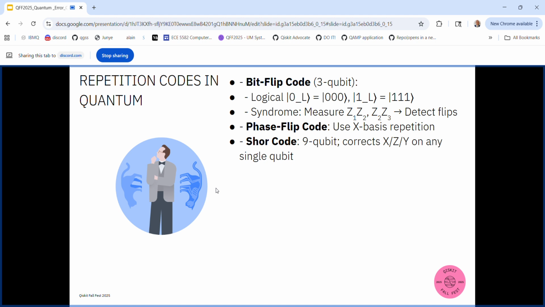It uses 9 qubits to correct x, z, and y on any single qubit. So with the Shor code, we're dealing with 9 qubits to 1.